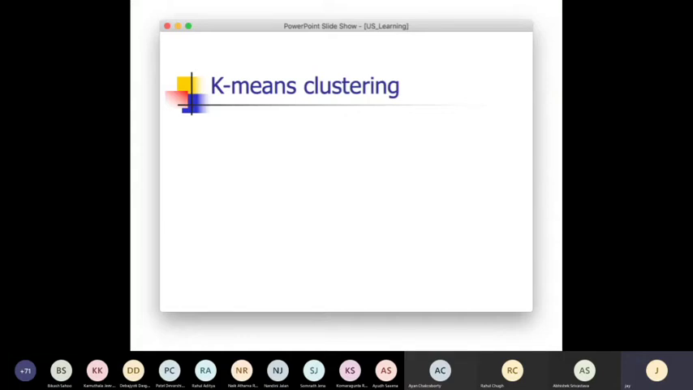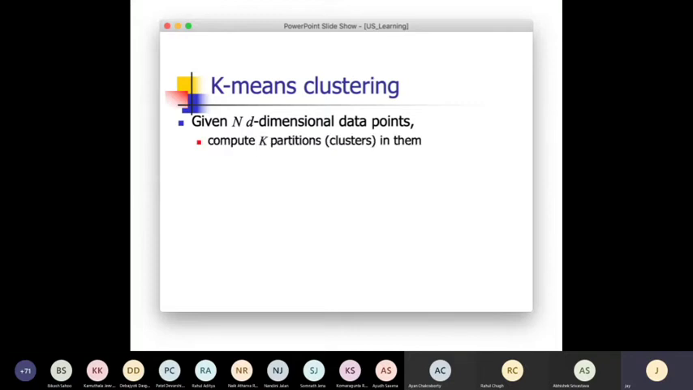I will discuss a few clustering algorithms under this topic. The one which is very popular is called k-means clustering, and it is very easy to understand what this algorithm does. So let us understand the problem statement: you have n d-dimensional data points. These data points are all elements of a d-dimensional real space. That is the feature vector representation of the data.